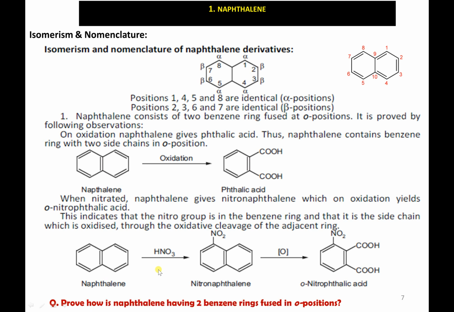So basically a question can be asked: prove how naphthalene has 2 benzene rings fused in ortho position. So you have to tell simple oxidation, strong KMnO4 oxidation in the presence of H2SO4, from naphthalene to give phthalic acid, which is an ortho dicarboxylic acid. And then you can also take the nitration and then again do the oxidation, and you get the ortho nitrophthalic acid. So these are 2 evidences.